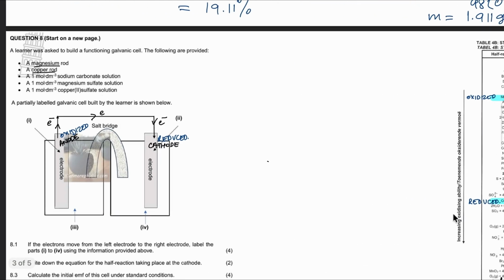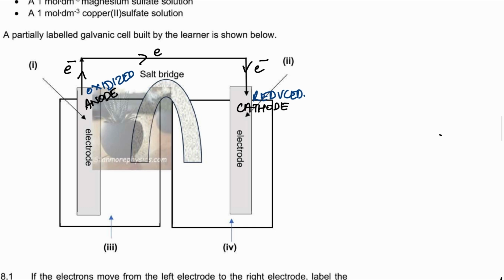So that must mean that this is going to be my magnesium rod. That's going to be my copper rod. Now the electrolyte must be something that is related to the electrode that's in it. So for example, 3 cannot be copper sulfate. It has to be magnesium sulfate. And likewise, the copper must be in a solution of copper sulfate.